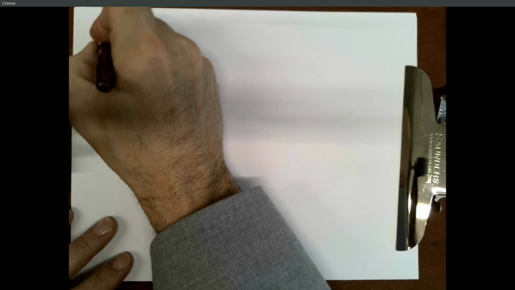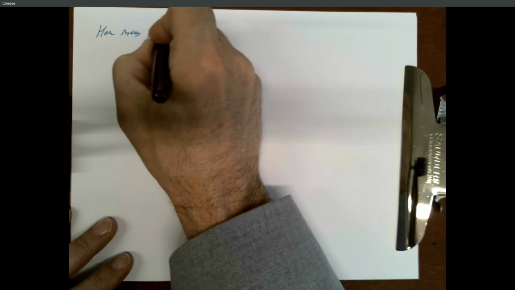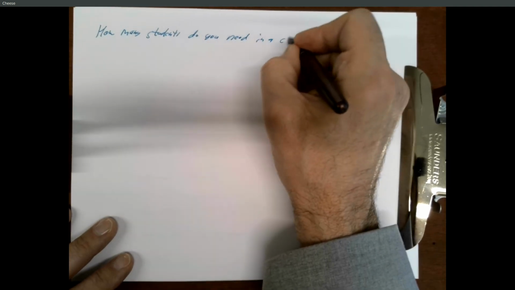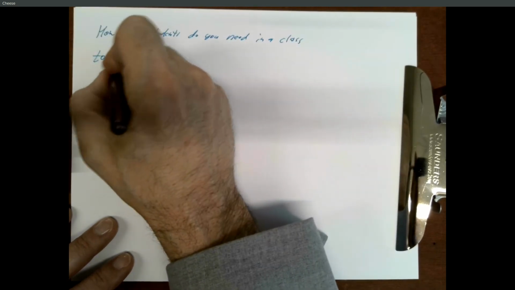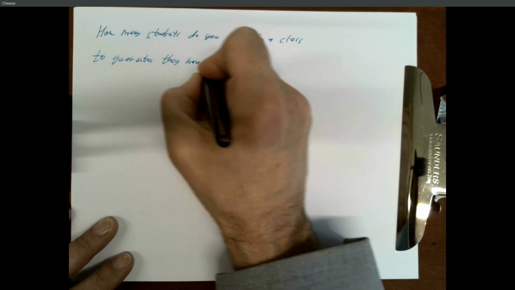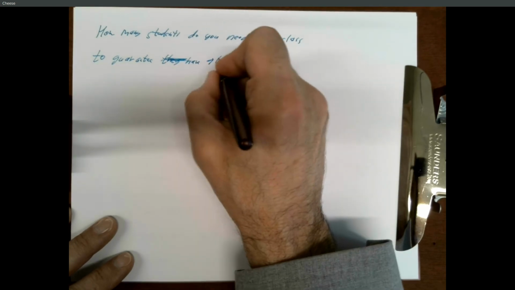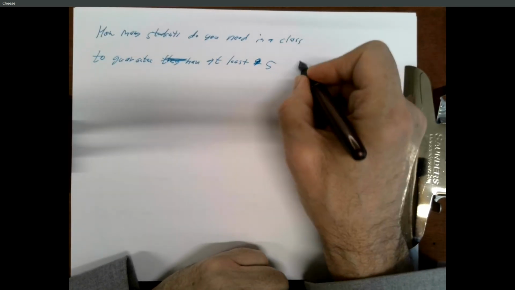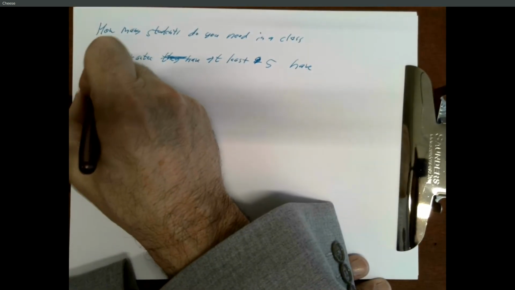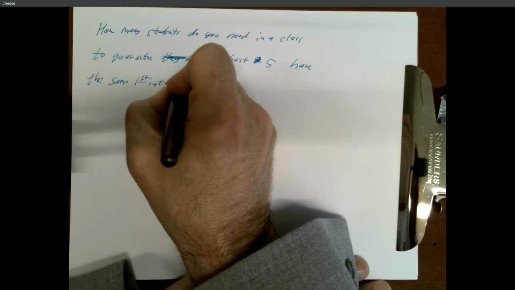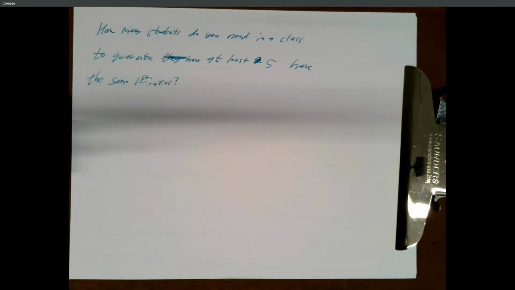So how many students do you need in a class to guarantee at least 5 have the same first initial? So how many students to guarantee that at least 5 of them have the same first initial?